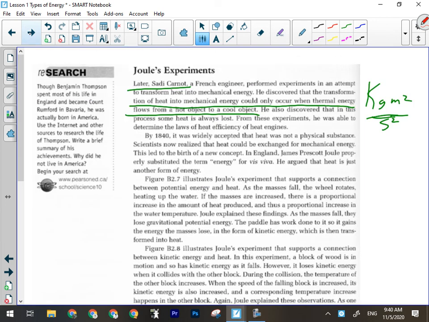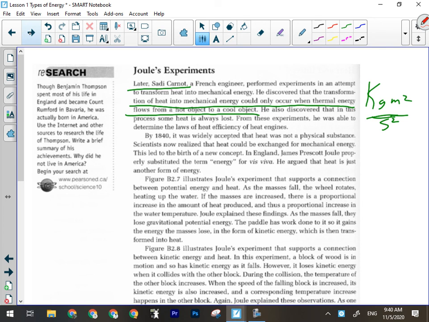Then a guy named Joule comes along. How important is Joule? Pretty important, given that the units for work and energy are named after him. You can always tell how important somebody is if they have physics units named after them, like newtons, for example, the units for force. Newton is pretty important.